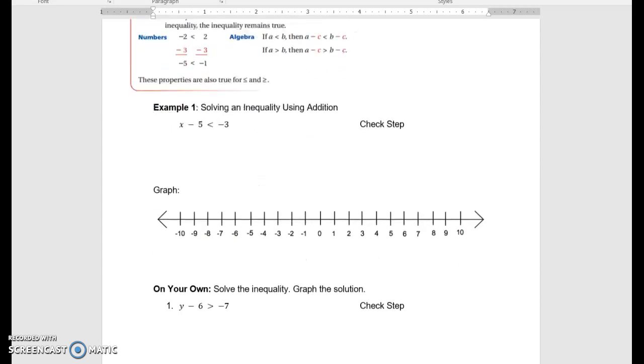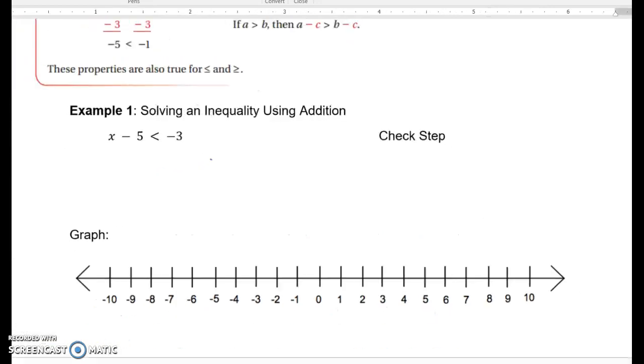So basically all you are doing for this particular section is solving a one-step equation like you normally would. It's just now instead of an equal sign, you're going to see an inequality right here in between. That's like the only thing that's different. You're solving the equations the same exact way. Let me zoom in a little bit.